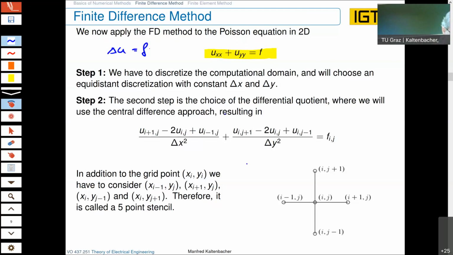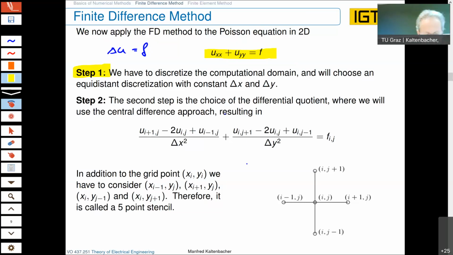Okay, so step one is we need a computational mesh. So we subdivide our computational domain into rectangles. So it's not necessary that the mesh size in x and in y direction is the same.